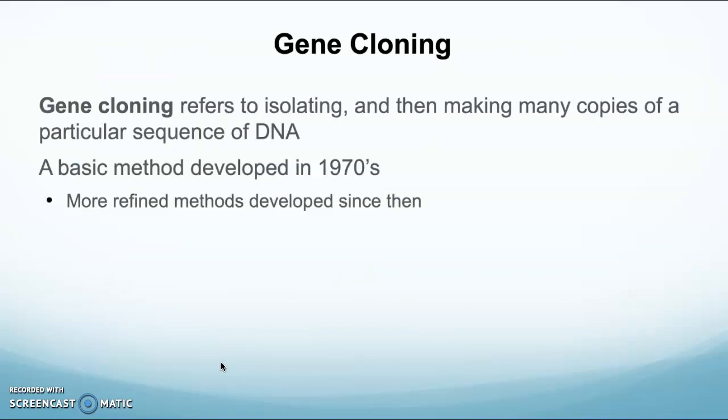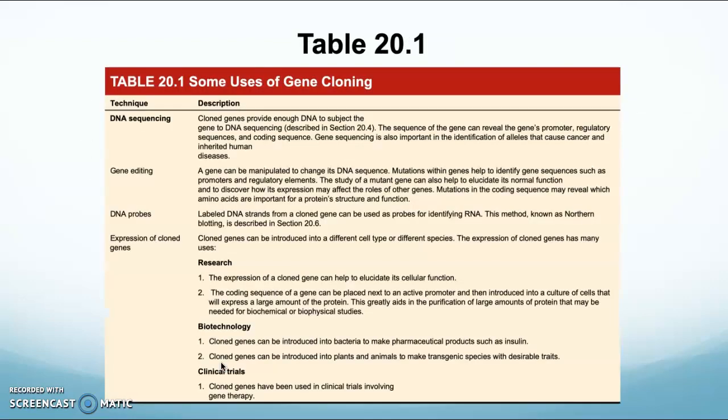So gene cloning just refers to when we isolate and then make many copies of one particular sequence of DNA. And this basic method was developed early on in the 1970s, and now we have much more refined methods and a greater ability to do things with the clones that we make of these genes.